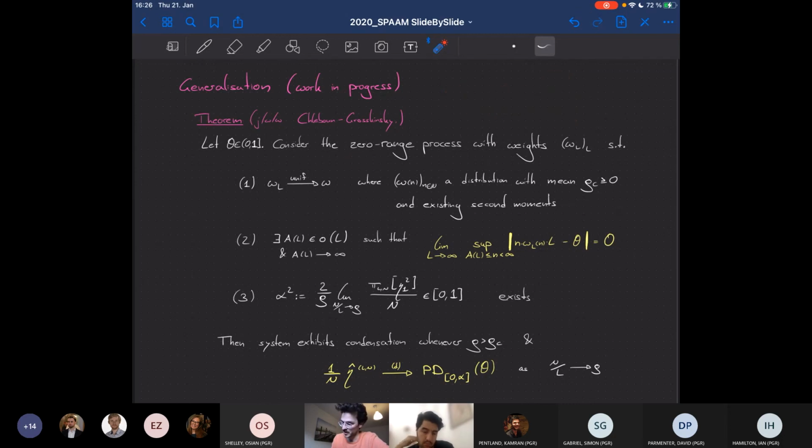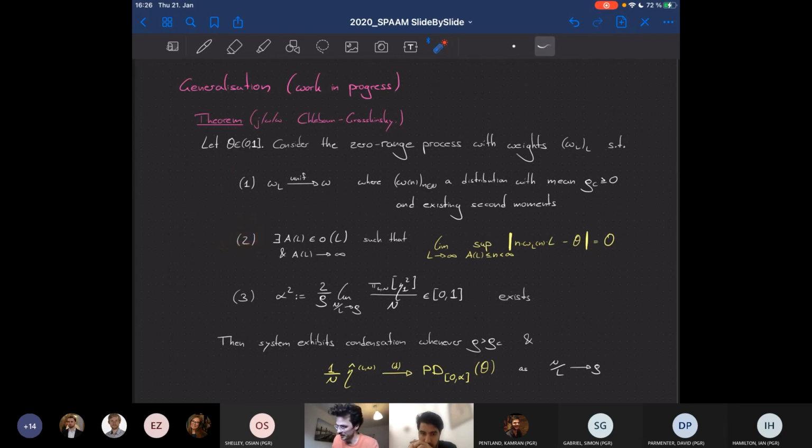So again, we consider a zero-range process. We have size-dependent weights. The first assumption here is a bit technical, you can just ignore it. That's basically replacing the convergence, so we can actually talk about condensation as we had in the beginning. The second statement is the interesting one that you actually want to look at.